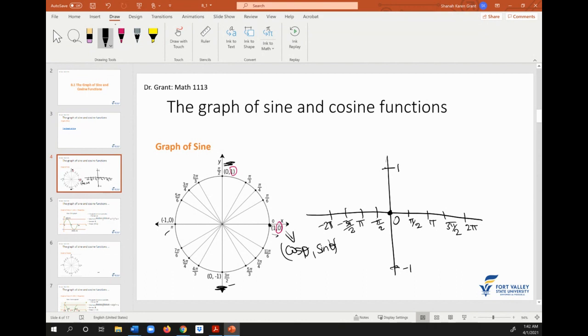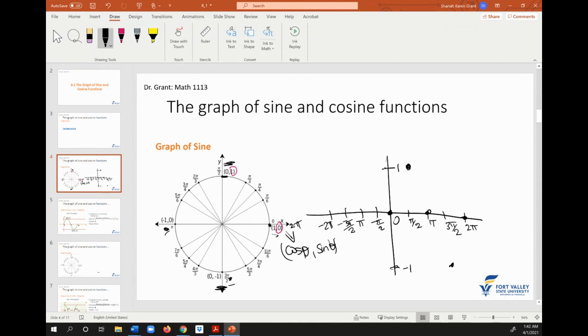Okay, when we're at pi over 2, notice that sine is 1, so we go up here. When we're at pi, notice that sine is again 0. When we're at 3 pi over 2, sine is -1, so we come down here. And then when we come back here, which is also 2 pi, sine is 0.